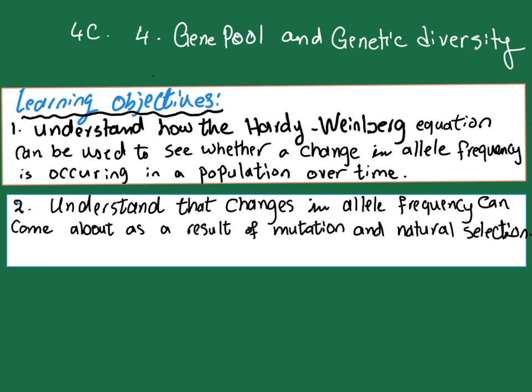Good morning guys. The lesson today will be about the gene pool and genetic diversity. The learning objectives include: first, understand how the Hardy-Weinberg equation can be used to see whether a change in allele frequency is occurring in a population over time. Two, to understand that a change in allele frequency can come about as a result of mutation and natural selection.